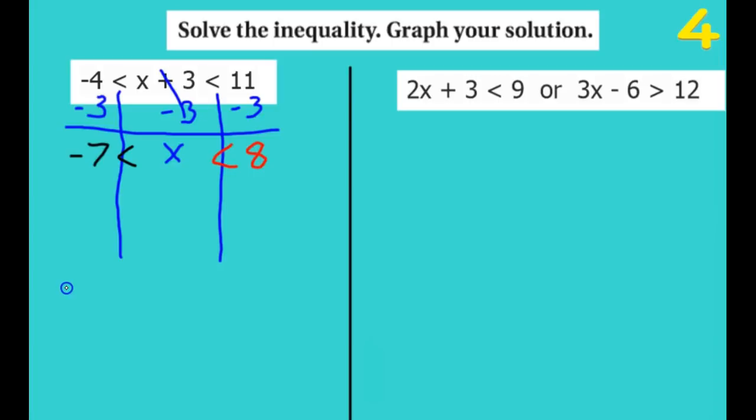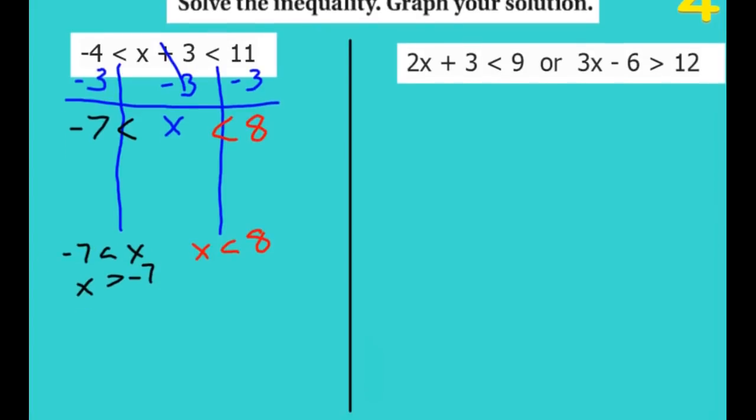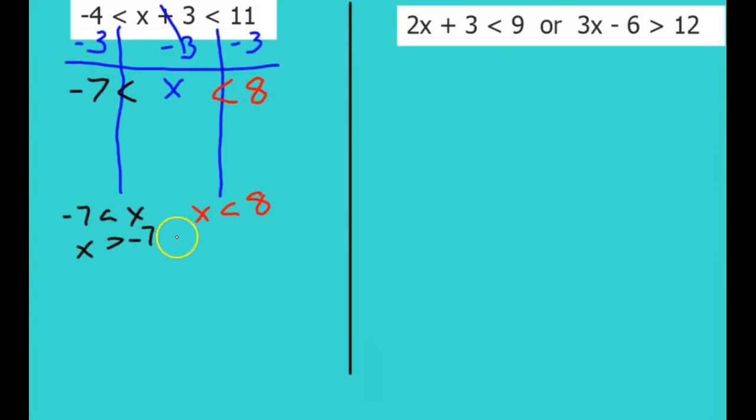So how we would rewrite that is -7 is less than x, and x is less than 8. This one we need to flip around to get the x on the left side. So we have x is now greater than -7. And to graph this, we can make our number line.